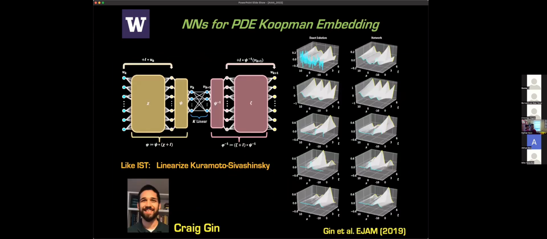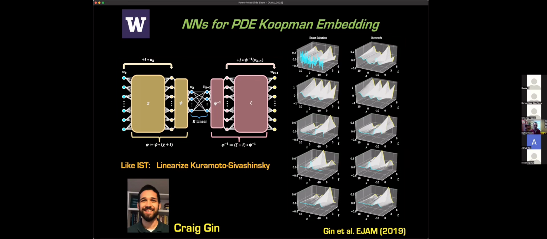We took this idea and said, okay, can we do harder problems? The pendulum is pretty easy. And this is work with Craig Jin. And what Craig did is said, yeah, actually, let's go ahead and try this. And what we did is we did this with the Kuramoto-Sivashinsky PDE. So this is a model for spatial temporal dynamics, which produces spatial temporal chaos. It's a very difficult PDE to think that we could actually encode it in linear space. But in fact, Craig was able to do this.